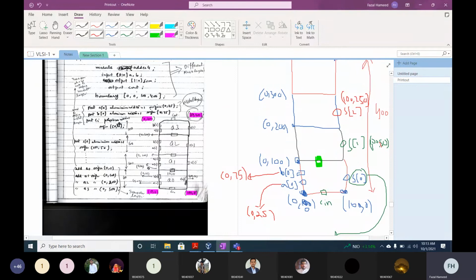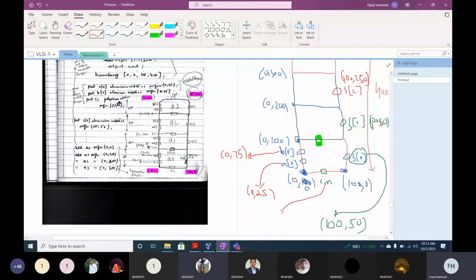Now if you look at carry in, what about carry in? 50, 0. What about this one, carry out? 50, 100. So these are the origins of all the pins.